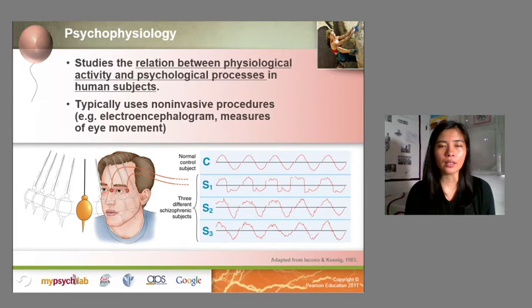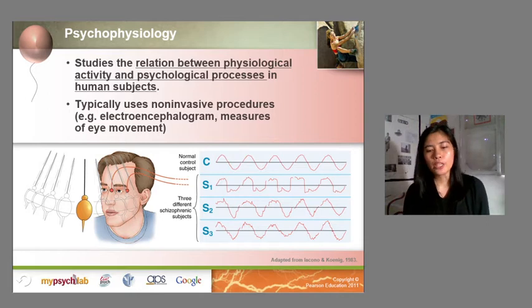Psychophysiology, on the other hand, studies the relationship between physiological activity and psychological processes in human subjects. So in this part, we use non-invasive procedures. Okay, so here the EEG, or the electroencephalogram, is used. Other common psychophysiological measures are muscle tension, eye movement, and several indicators of autonomic nervous system activity, just like heart rate, blood pressure, pupil dilation, and electrical conductance of the skin.